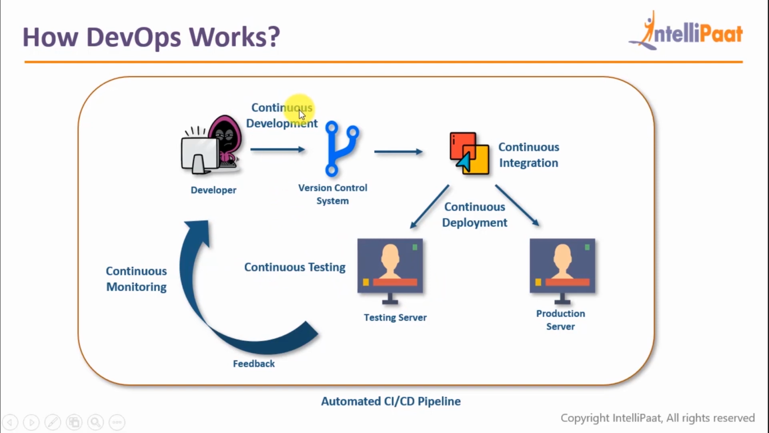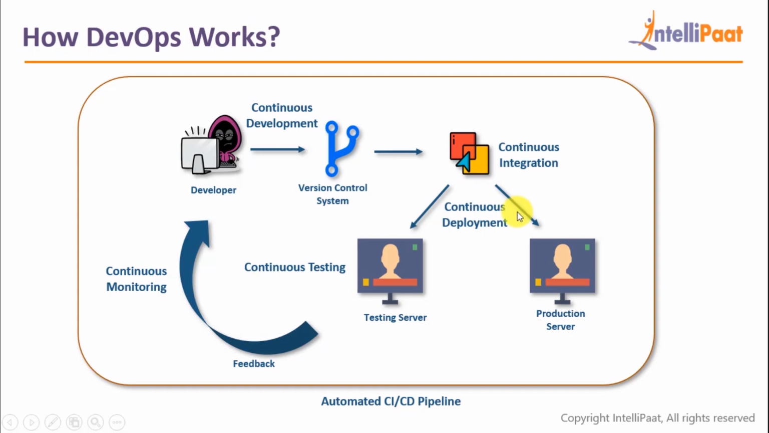And this is the reason it's called continuous, because it happens continuously. So in continuous development, we push our code to the version control system. It is identified by the continuous integration tool. The first job the continuous integration tool does is push the code onto the testing server, where it is built and tested, and if the test succeeds, the continuous integration tool pushes it onto the production server.